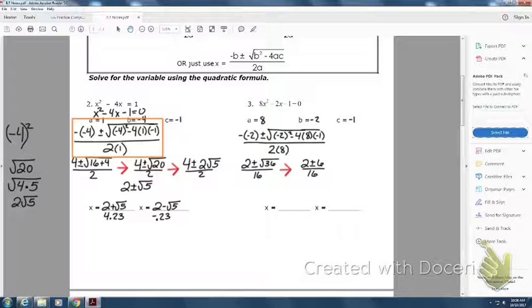2 plus 6 is what? And 8 over 16 can reduce to 1/2. 2 minus 6 is what? And negative 4 over 16 can reduce to negative 1/4.